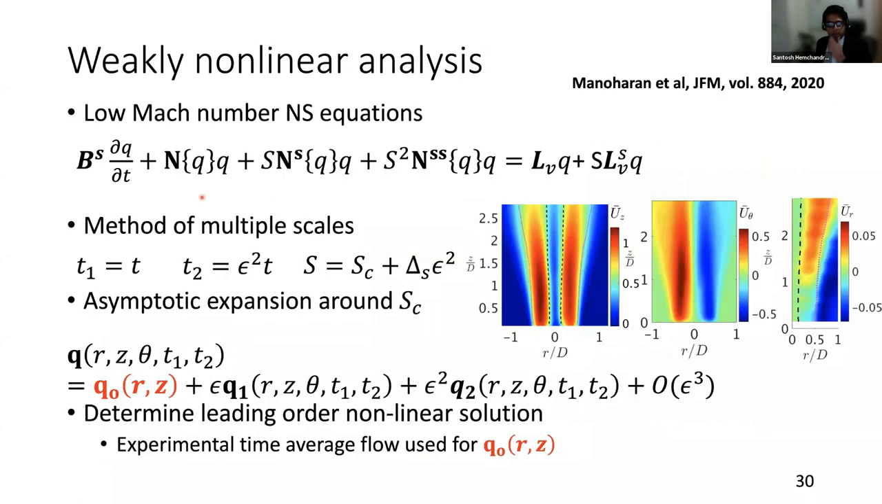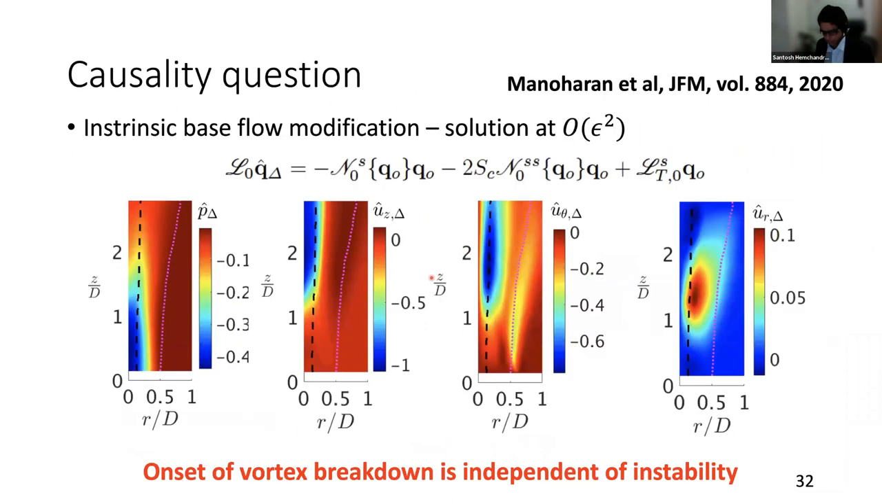So very quickly, what we did was a weakly nonlinear analysis around the critical swirl that we identified from the experiments. And the entire analysis, which is fairly involved and is described in this paper, uses the base flow state at the critical swirl that was determined from the experiment. So this is now the time average flow state, UZ, U theta, and UR that we got from the experiment. And what we essentially did was to determine what the oscillation amplitude was to order epsilon square in this asymptotic expansion parameter. So in other words, include the effect of leading order nonlinearity.